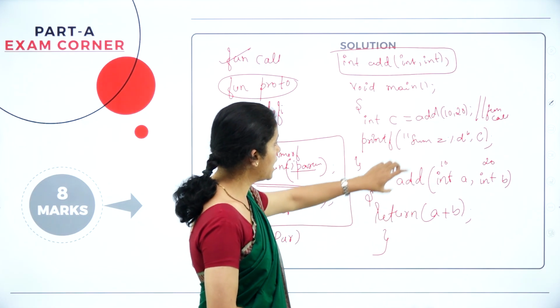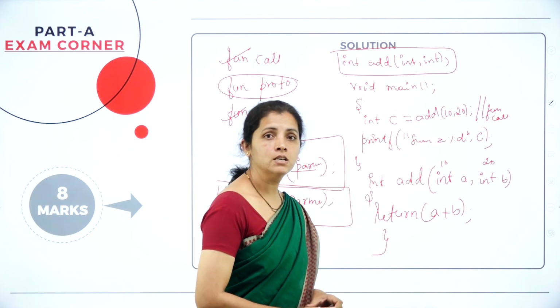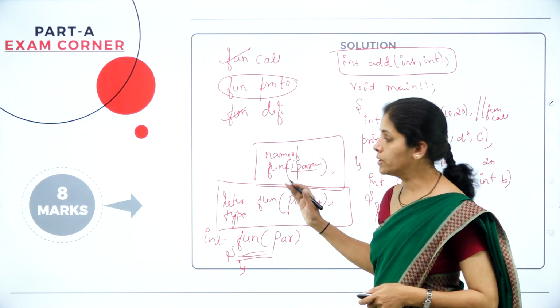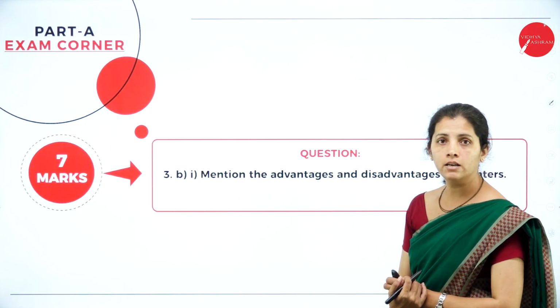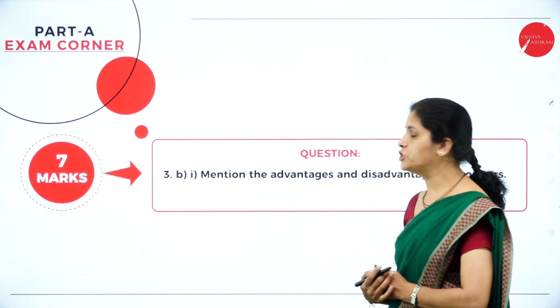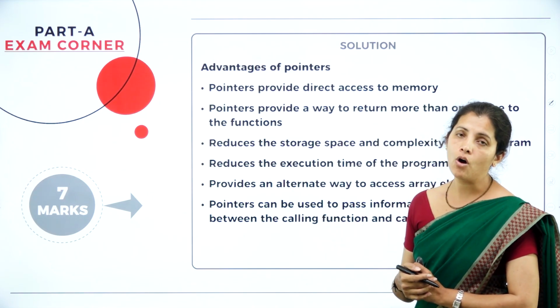And this value is assigned to C. Now I'm going to display the C value. If you write this much, you can score 8 marks. Okay, fine. Now see here, third unit, part B, first question: mention the advantages and disadvantages of pointer.